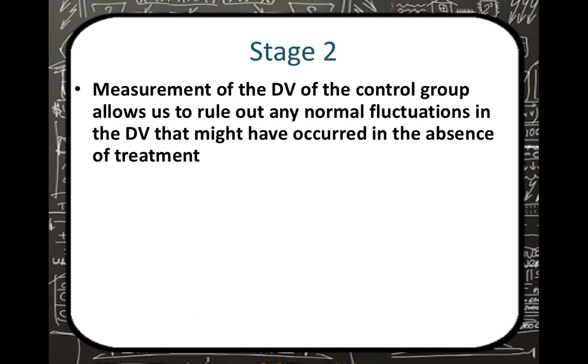So with measurement of our dependent variable, the control group allows us to rule out any normal fluctuations in the DV that might have occurred in the absence of treatment. Basically, we give them nothing or some sort of placebo, and then we measure what happens. And even if there is somewhat of a change in our dependent variable, for example, their vocabulary is a little better afterwards, we can control for that change that naturally occurs, or occurs because of whatever placebo effect, when we look at the group that actually received the treatment.